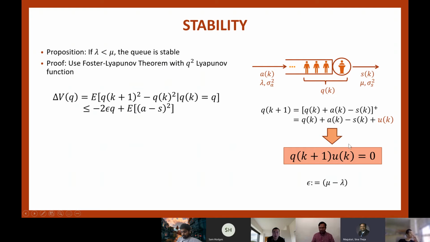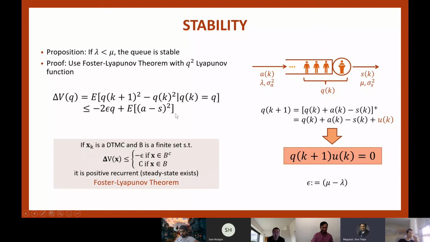Kill a bunch of terms using the property of unused service. And essentially, after some simple manipulation, one can show that this is less than or equal to minus 2 epsilon times Q plus a constant, the second moments of arrival minus service. And if Q is large enough, then the negative term dominates and the whole thing will be negative. So this fits into the Foster-Lyapunov theorem. I'm not showing you what the finite set is, but it is very simple to define. It should just be large enough so that this negative term kills the positive term. If you increase Q, the negative term becomes larger, but the positive term is not affected. So then using the Foster-Lyapunov theorem, we have stability. The only thing I need is that this epsilon, which is mu minus lambda, should be positive.